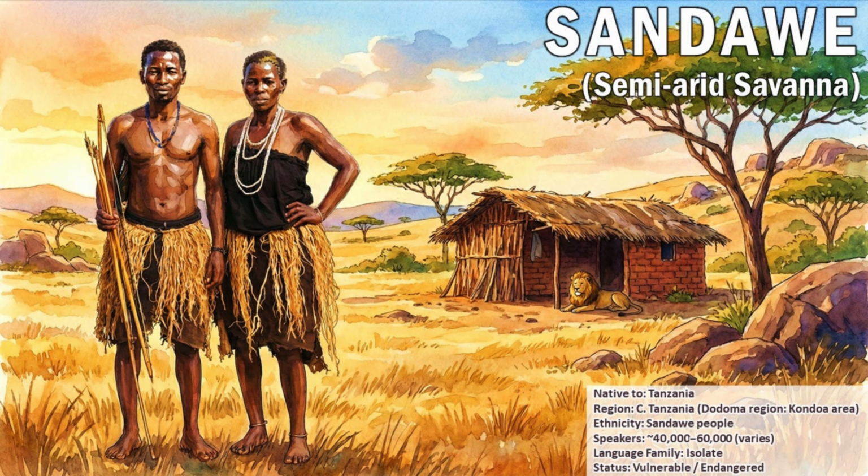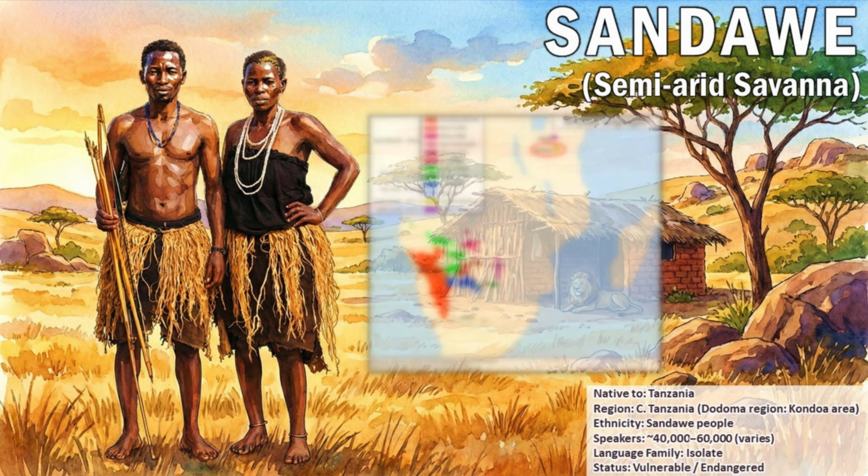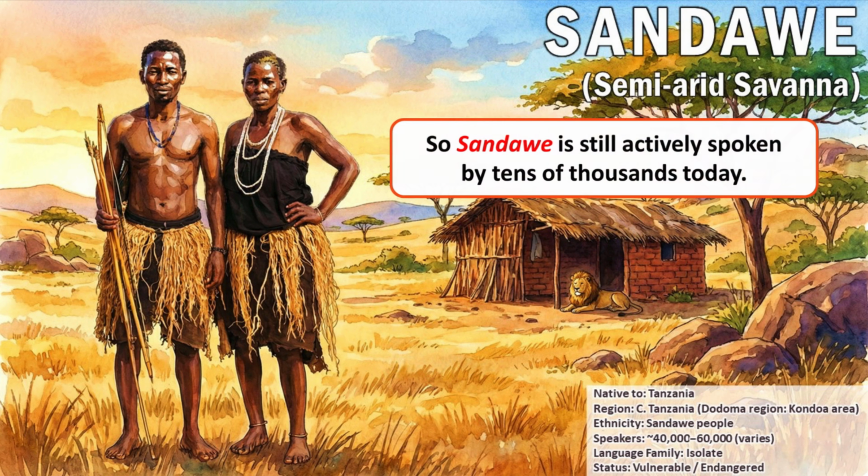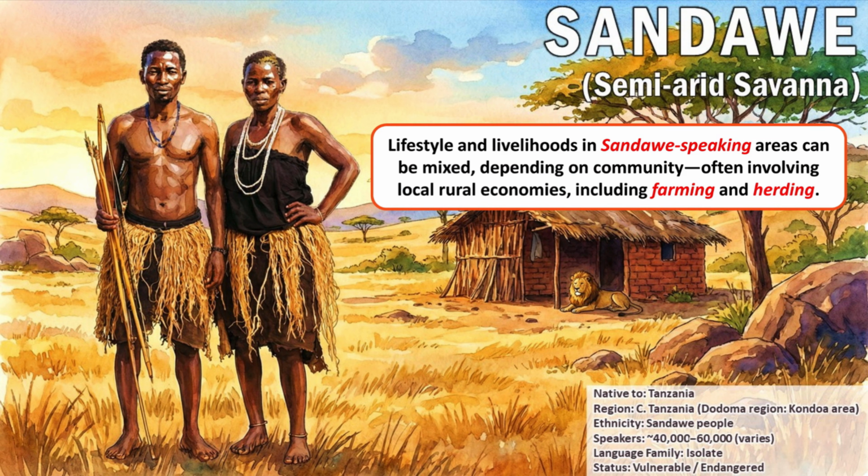Next is Sandawe, and this one is special because it's a language isolate, meaning it has no confirmed sister languages. Sandawe is native to Tanzania, especially in the Dodoma region in central Tanzania. It is spoken by the Sandawe people, and it has around 60,000 speakers, which is actually a lot compared to many other click languages. So Sandawe is still actively spoken by tens of thousands today.